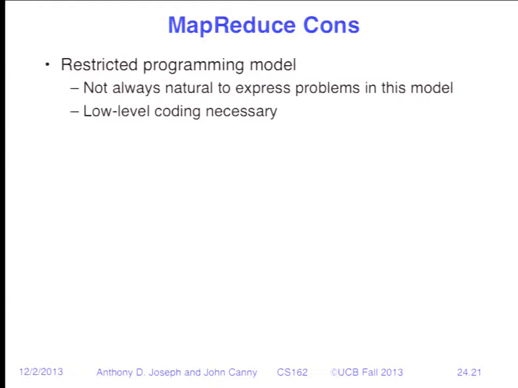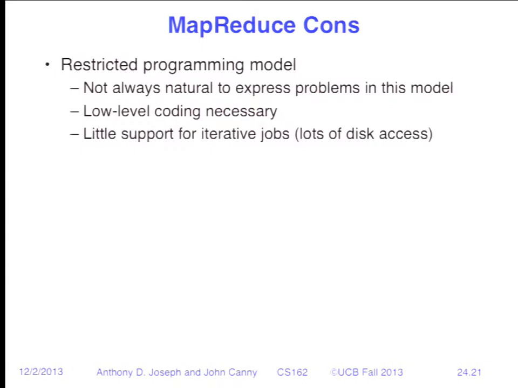You're also doing low-level coding. Right? You're having to worry about the format of things. These values are formatted objects that you may have to marshal and unmarshal to use them. And as I said, there's not very much support for iterative jobs. You end up doing lots of disk access, and we'll see this in just a moment. It also is very expensive to launch a new task, a new job, rather. And so this really makes MapReduce better suited for batch types of jobs.